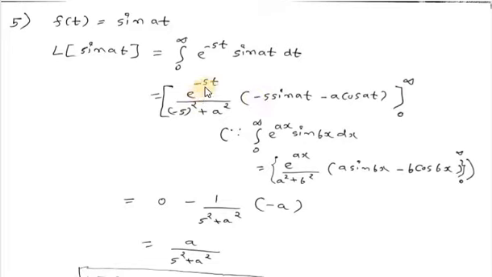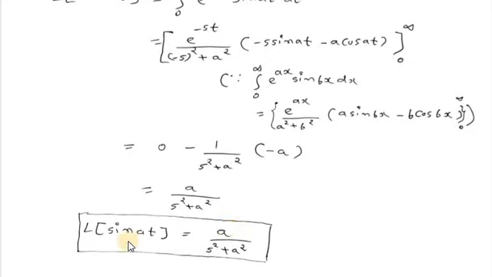For the upper limit infinity, it will become e raised to minus infinity, which is 0, and 0 multiplied by any finite value is 0. Then minus sign, for the lower limit it will become e raised to 0, and e raised to 0 is 1, divided by s square plus a square. Replacing t by 0, sine 0 is 0. Then minus a, replacing t by 0, cos 0 is 1, so 1 into minus a is minus a. So minus minus plus a into 1, divided by s square plus a square. So Laplace of sine at is a over s square plus a square.